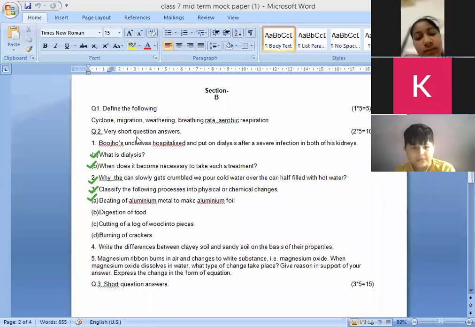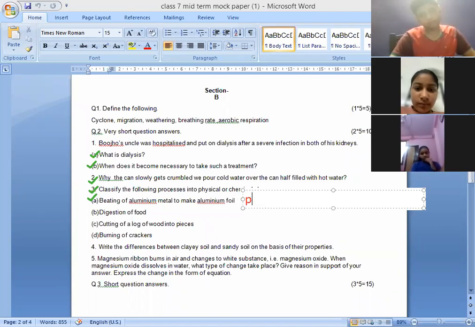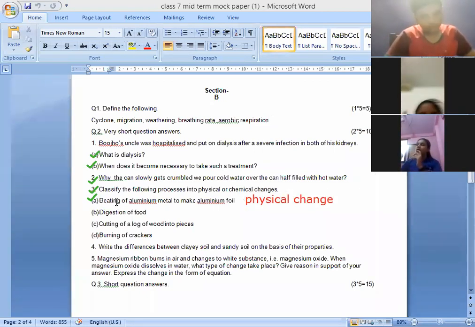Ma'am, it's a physical change. Because the aluminum foil is made of the aluminum metal, and the aluminum metal is able to make the aluminum foil. Yes. So only the shape has changed. When the aluminium metal is beaten, what happened? Only the shape has changed. No new substance is formed. That's why it is a physical change, as in beating of aluminium metal to form the aluminium foil.